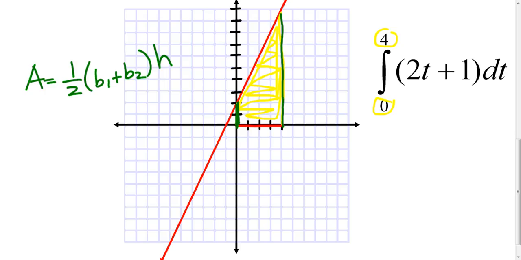Okay, so this is one base right here. We're going to call this base 1. It is 2. If you didn't know that, this is what you would do. Along this line, your x value is 0. My function is 2t plus 1. So if I wanted to know my y value, I would just go 2 times 0 plus 1. Okay, well, 2 times 0 plus 1 gives me 1. But that doesn't seem right, does it?